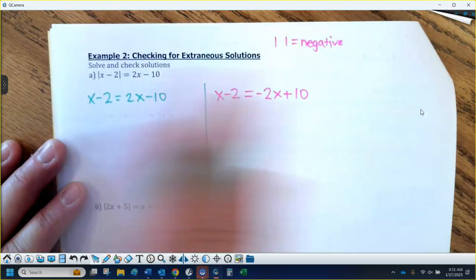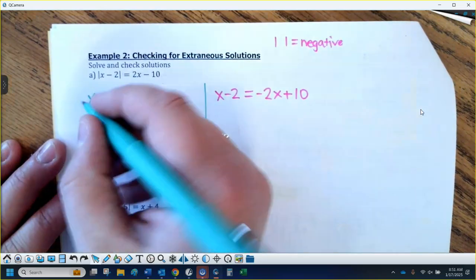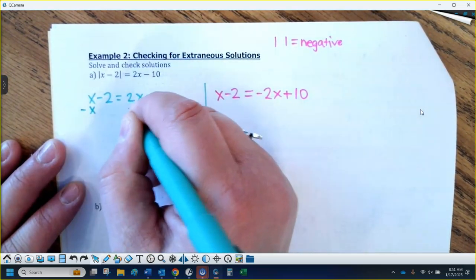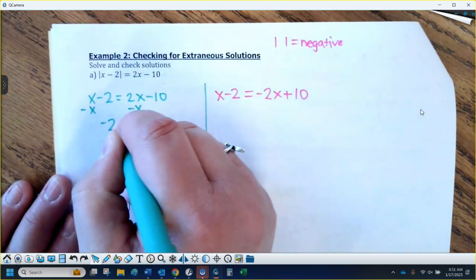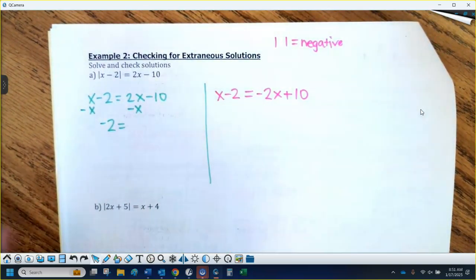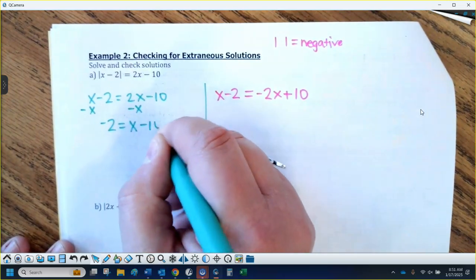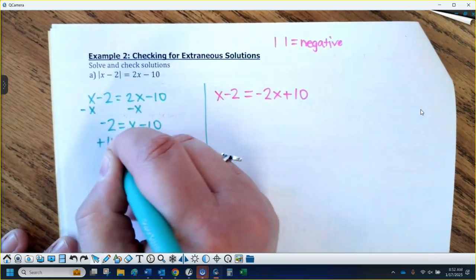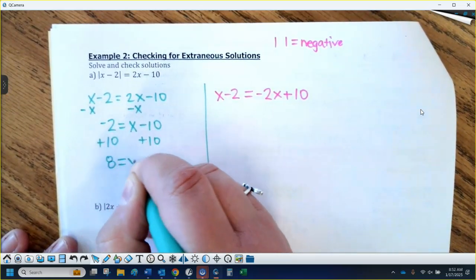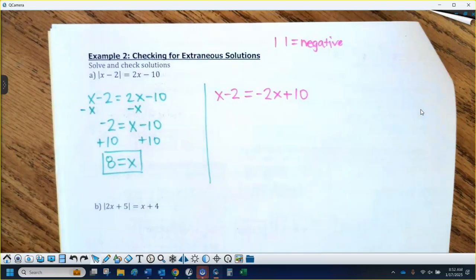So totally up to you. I do have variables on both sides here. I like to try to keep the variable positive if I can. So if it was me, I would probably take that first one I wrote down and subtract x from both sides. And so I'd have negative 2. 2x minus 1x would just be x, and then minus 10. And then I would just add 10, and then we'd have x alone. So potentially 8 is one of my answers. We'll just check that in a second.